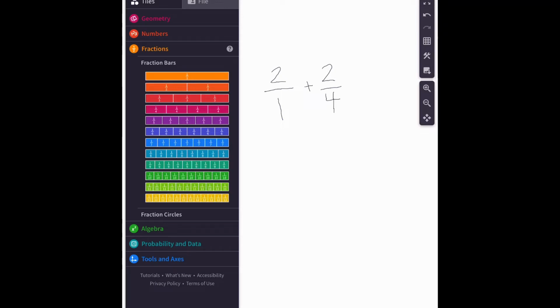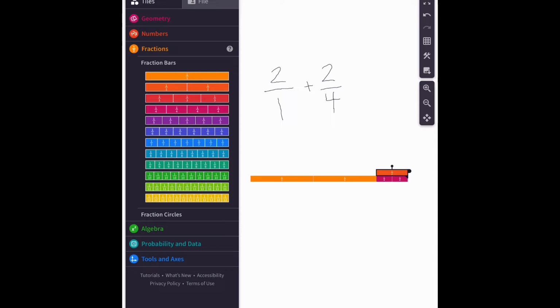To start for the concrete aspect of my learning, I would take the problem 2 over 1 plus 2 fourths, which the student missed, and break apart the problem. So have the student show 2 over 1, which is 2, and then 2 fourths. And then I would show the student how 2 fourths is also equivalent to 1/2 using bars.